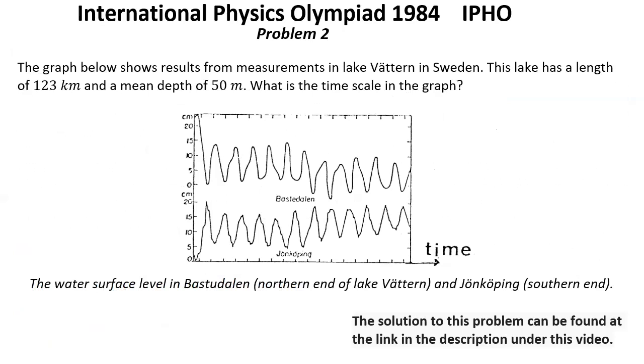The graph below shows results from measurements in Lake Vättern in Sweden. This lake has a length of 123 kilometers and a mean depth of 50 meters. What is the time scale in the graph? The water surface level in Bastudalen, north end of the Lake Vättern, and Jönköping, southern end.